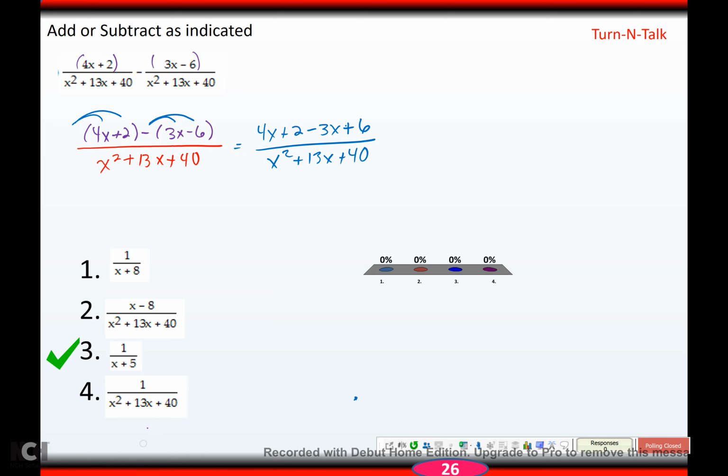On top, combine like terms. I have 4x minus 3x is x. 2 plus 6 is 8. On bottom, this should be an easy factor because a is 1. So x times x is x squared. Factors of 40 that would make 13 would be 5 and 8. Since c is positive, they both get the middle sign. And so I factor the top and the bottom. I can cancel the x plus 8's, which leaves 1 over x plus 5. Okay?